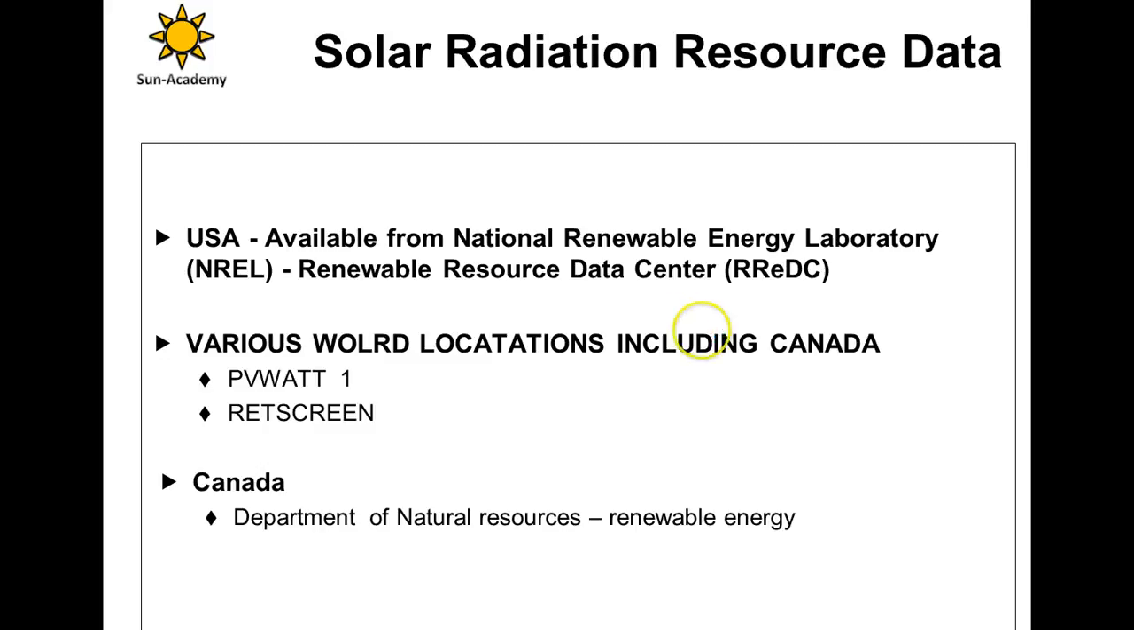In the USA, data is available from the National Renewable Energy Lab, but there are various world locations including Canada which are shown in PV Watts 1 or RETScreen. RETScreen is available as a download from the Canadian Natural Resources website and is a great tool to complete projects for solar energy or any renewable energy project. That is also available from the Department of Natural Resources in Canada.